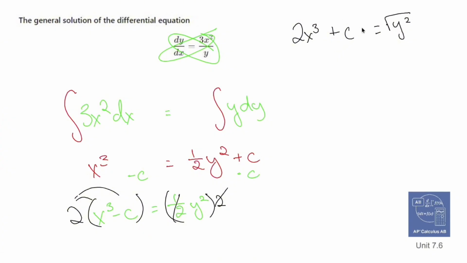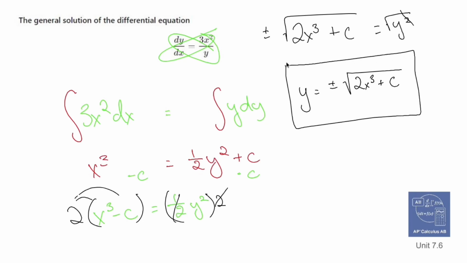Now I need to square root everything, and when I square root both sides, I can't forget the positive or the negative. So let's flip this over and have y equals positive or negative square root of 2x cubed plus c. And that's going to be my guy.